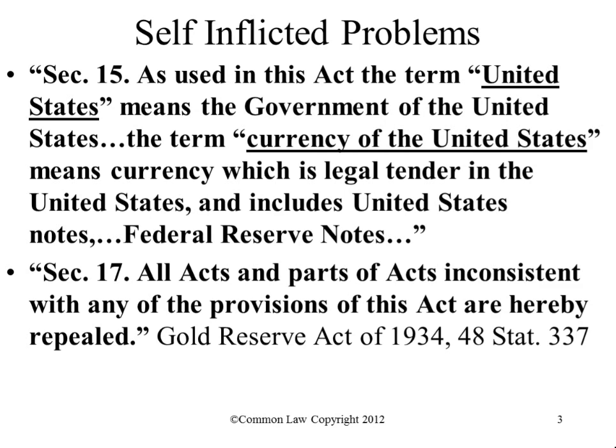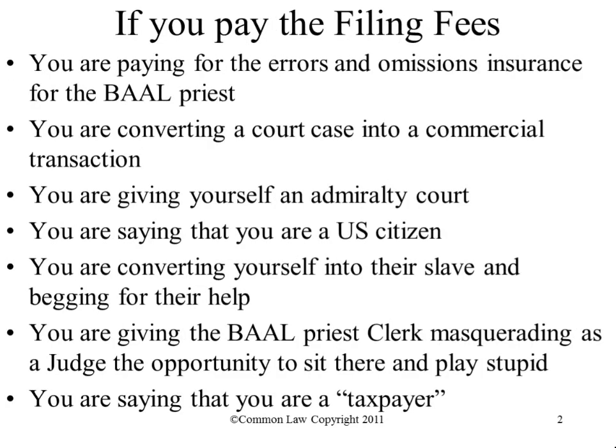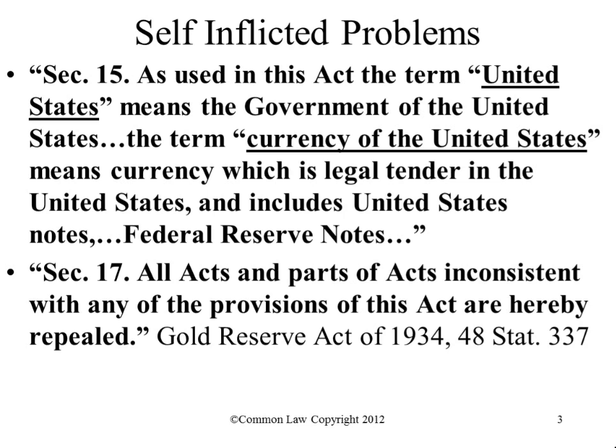This is the Gold Reserve Act of 1934, located at 48 Stat 337. Anyways, in Section 15, it says, as used in this act, the term United States means government of the United States. The term currency of the United States means currency which is legal tender in the United States, which includes United States notes and Federal Reserve notes. So the point being is that if you use Federal Reserve notes, you're saying, again, that goes back to all of this here, okay? You're saying that you're a U.S. citizen. It's internal use of the government only. The Federal Reserve notes are meant for internal use of the government only. And when you use them, and that's how they want their filing fees, okay? So keep that in mind.